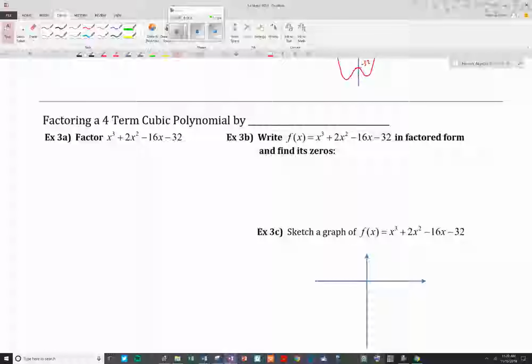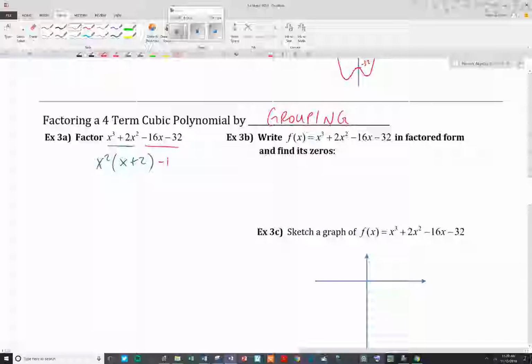The next one we're going to look at here is a 4-term cubic polynomial. Remember, we factor these by grouping. So another example of that. We're looking at a GCF right there. Looks like I could pull out an x squared. That would leave me with x plus 2. I pull out a GCF there, looks like I pull out a negative 16. And that would leave me with, again, x plus 2.